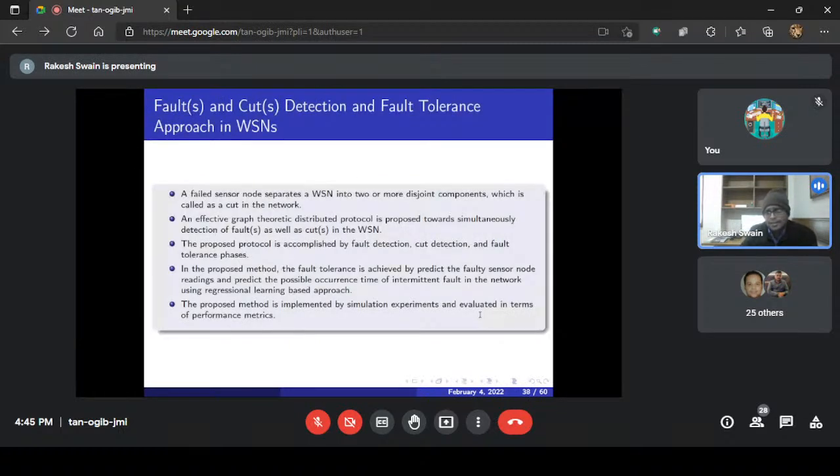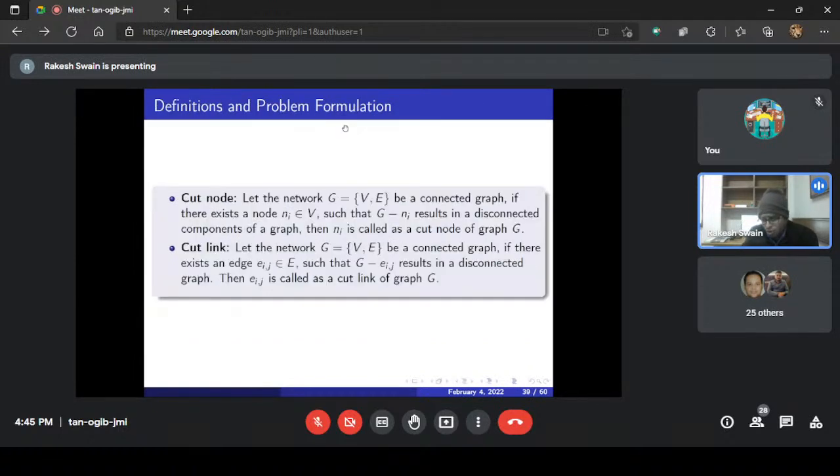Then I'll add another thing here, that is the fault. I already told you what the faulty nodes are. Then I'll introduce one term, which is the cut, as in cut nodes and cut links. So what is a cut? You can hear of two types. One is the cut node, and another is the cut link. So what is a cut?